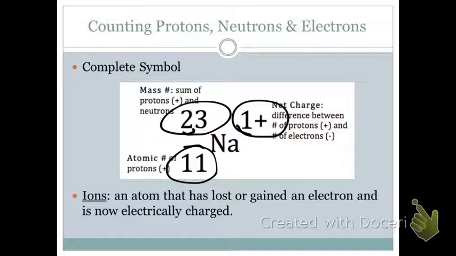An ion is the term for any atom that has lost or gained an electron and is now charged. So in this case, this is a sodium ion because it has a charge of 1+.